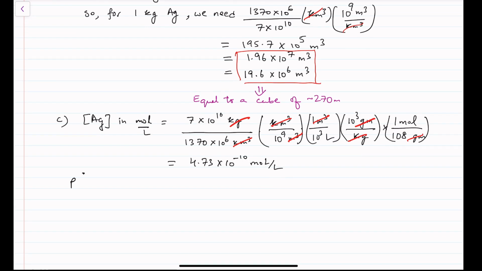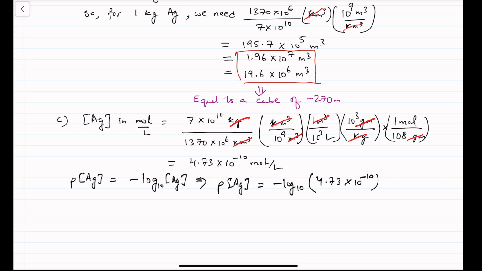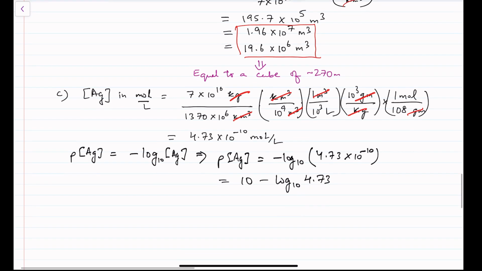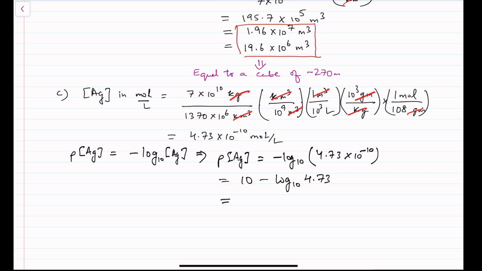Now to get pAg, we would need to take negative log to the base 10 of the Ag concentration. That would mean that it would be this number right here, and if you solve this in your calculator, you would get an answer of 9.32.